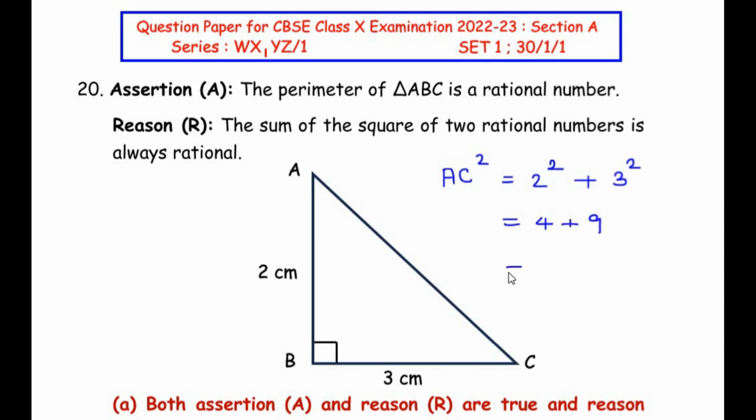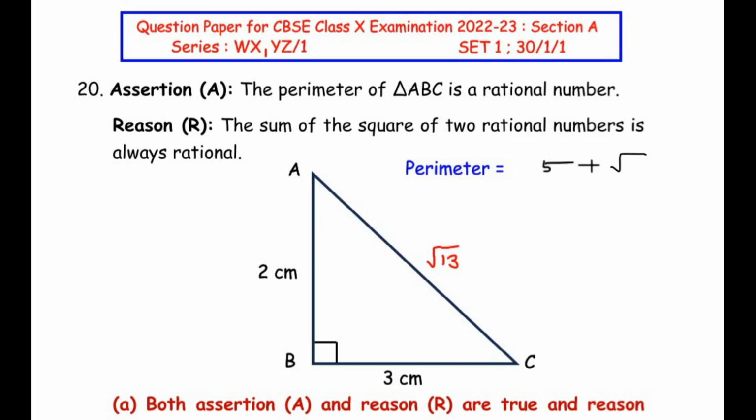So this will give us a total of 13. And 13 is the value of AC square. So if we want to find out the value of AC, we are going to send the square on the other side of equal to sign. So it becomes square root of 13. Next, let us find out the value of perimeter. So it's going to be 2 plus 3 is 5 plus square root of 13. And remember that square root, cube root or nth root is going to be irrational numbers.